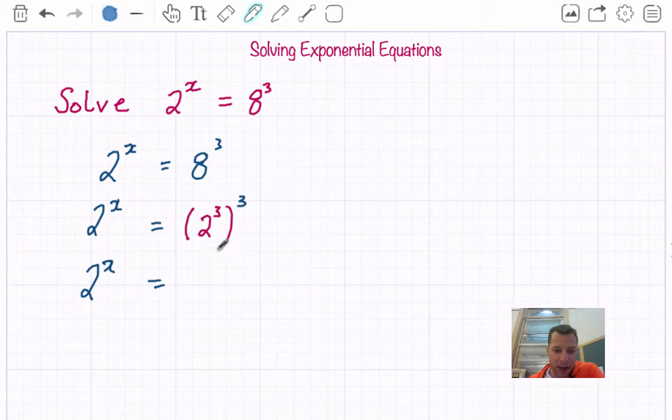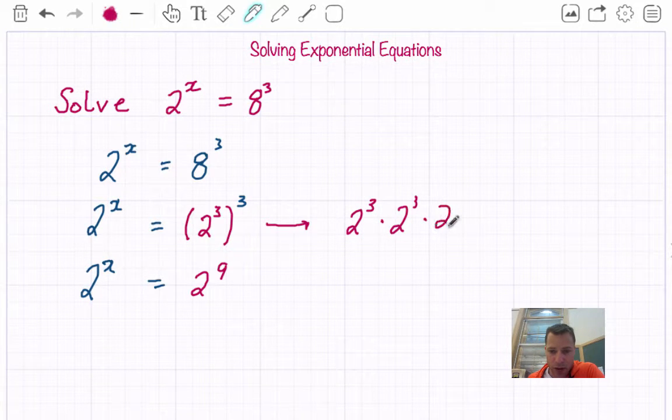Now I'm going to do the power to a power rule, which gives 2 to the ninth. Raising a power to another power gives 2 to the ninth. Think of it like this: 2 cubed is being multiplied by itself 3 times, so 2 cubed times 2 cubed times 2 cubed. When you multiply numbers with the same base, you add the exponents. 3 plus 3 plus 3 is 9.